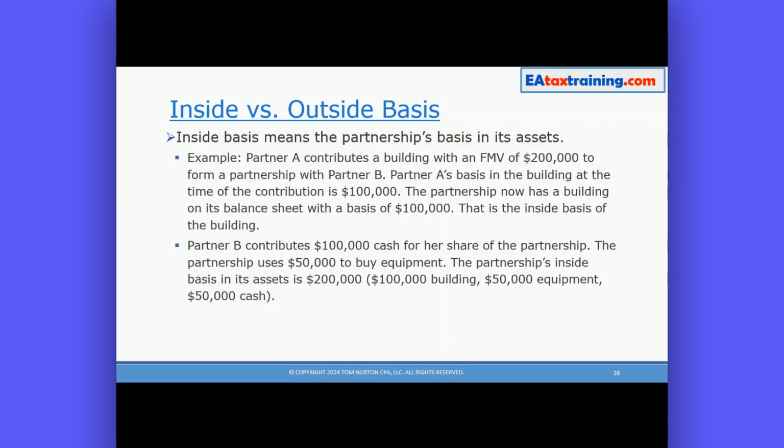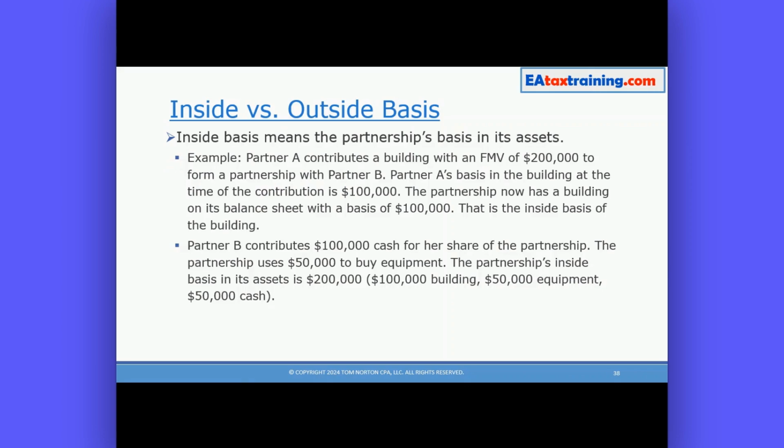So remember, when a partner contributes property to a partnership, it is not the fair market value that counts. It is the partner's adjusted basis in that property. So in this case, partner A's basis was $100,000. Therefore, the partnership takes on that basis. The partner's basis becomes the partnership's basis. So now the partnership has a basis in that building of $100,000.